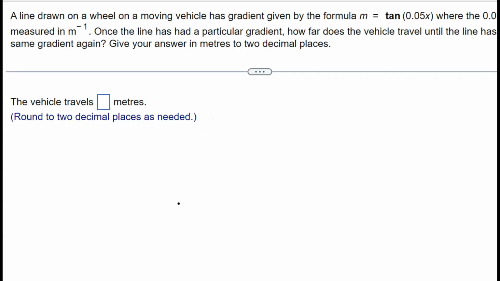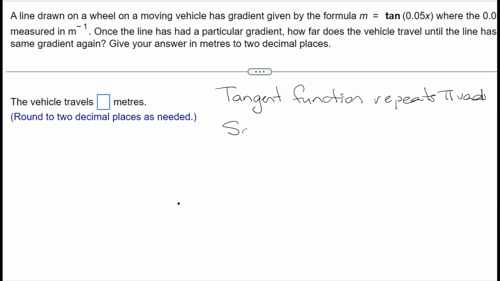Question 15, I think this one is. Now, the function is a tan function, and the tangent function repeats every pi radians. Now, sine and cosine repeat every 2 pi, but tan repeats every pi. So that means the time period for tan is not 2 pi over omega, but it's pi over omega.